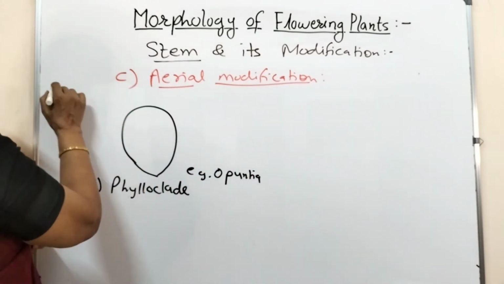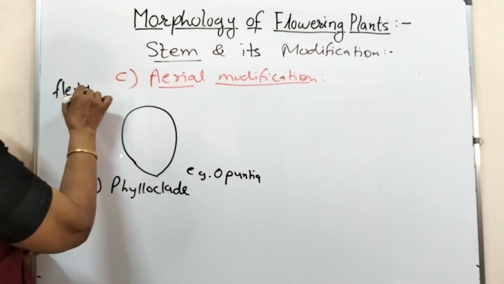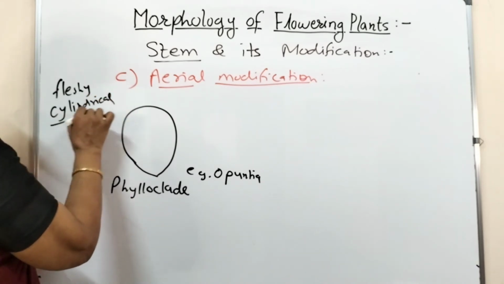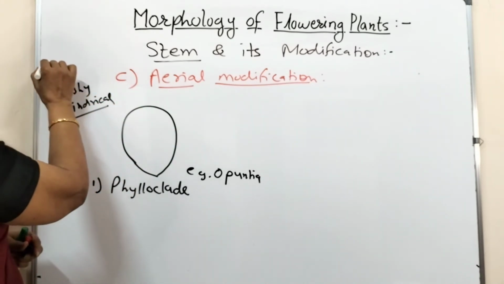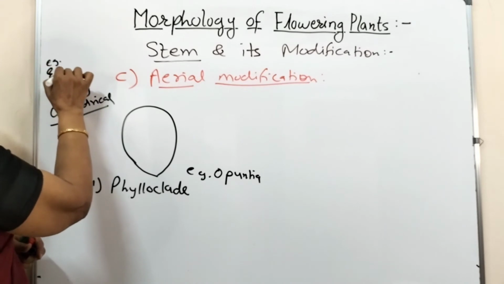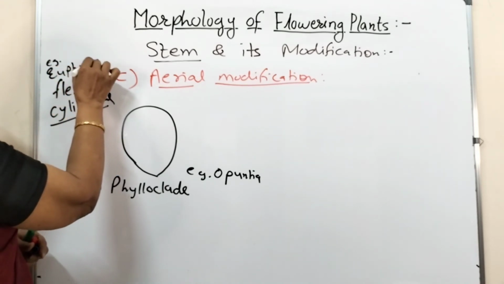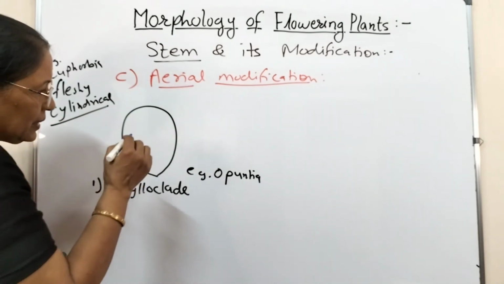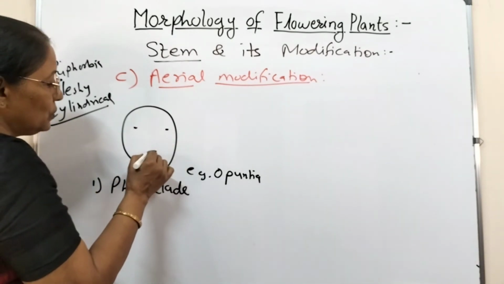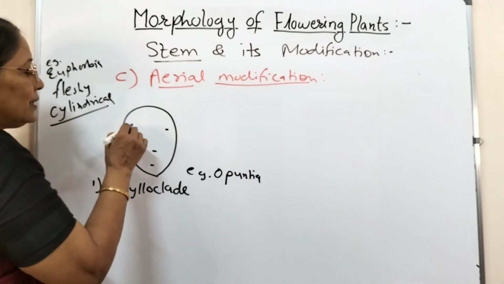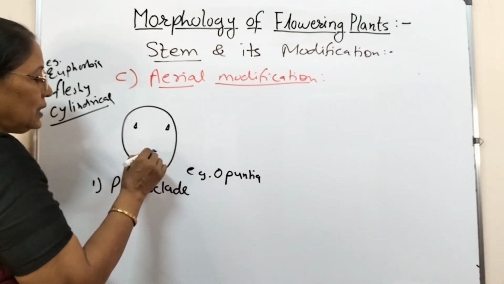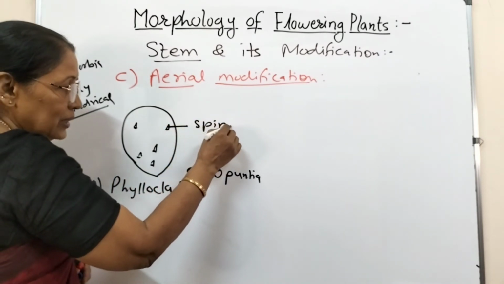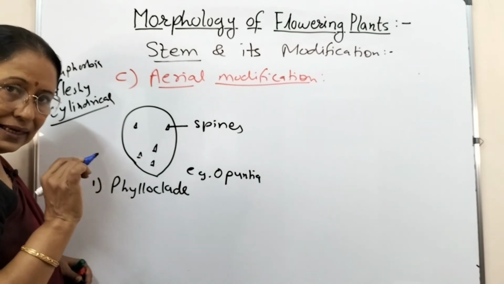There is one more example where the stem is fleshy and cylindrical, not flattened like opuntia. That is in case of euphorbia. In case of euphorbia, this structure will be cylindrical and green and having the spines. Now here you will find the nodes and at each node there are the spines. So these are the spines. These are actually the modified leaves.